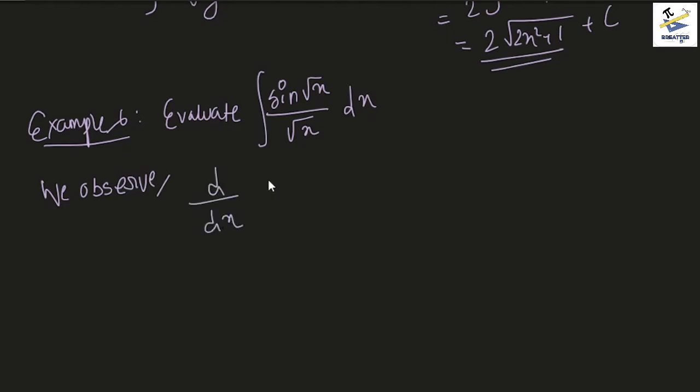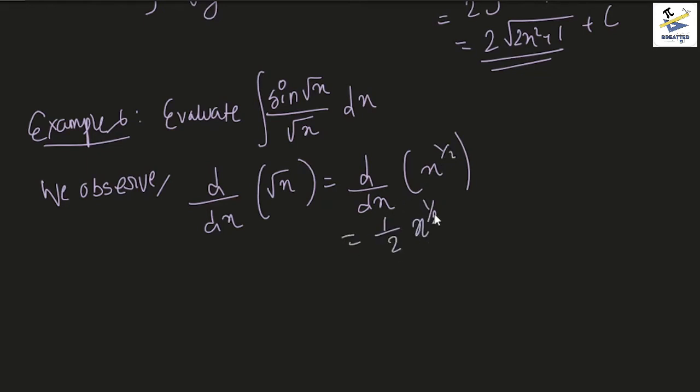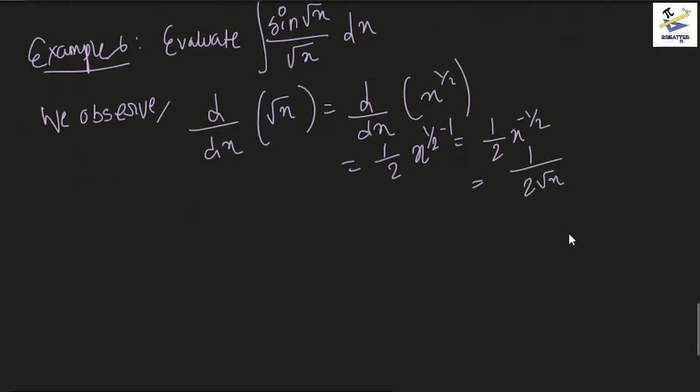d/dx of root x is just equal to d/dx of x to the power 1 by 2. Now we have learned previously that d/dx of x to the power something is just the power comes out as a coefficient, and the power is reduced by 1, which means it is half into x to the power minus half, or in other words 1 by 2 root x, right? So if we were to differentiate, what we would get is something like this.